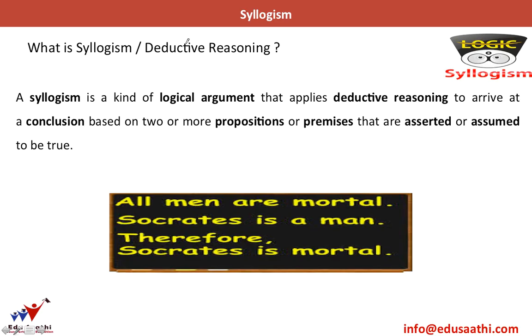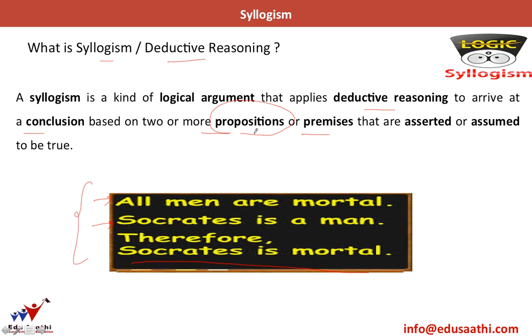What is syllogism? Syllogism is also called deductive reasoning. It is a kind of logical argument that applies deductive reasoning to arrive at a conclusion based on two or more propositions. Propositions are also called premises that are asserted or assumed to be true. For example, I have one statement: all men are mortal. Then I have a second statement: Socrates is a man. Now, therefore, I can say that Socrates is mortal. This is what is called syllogism.